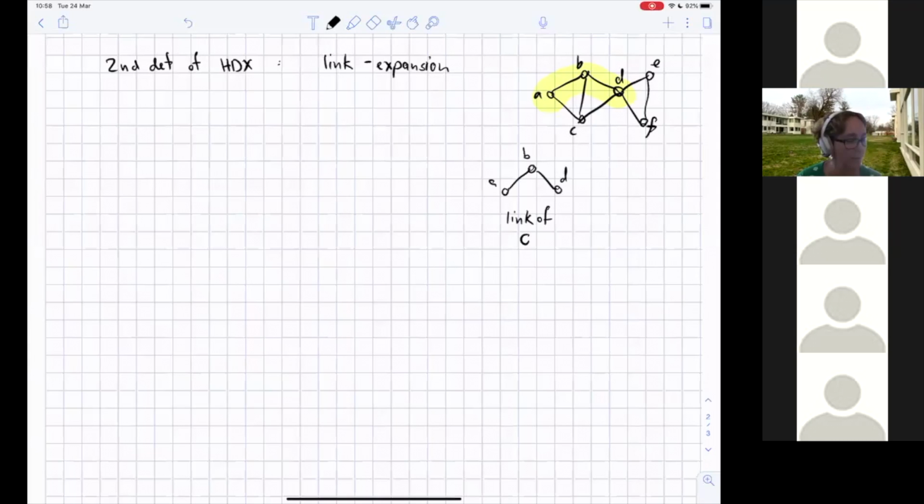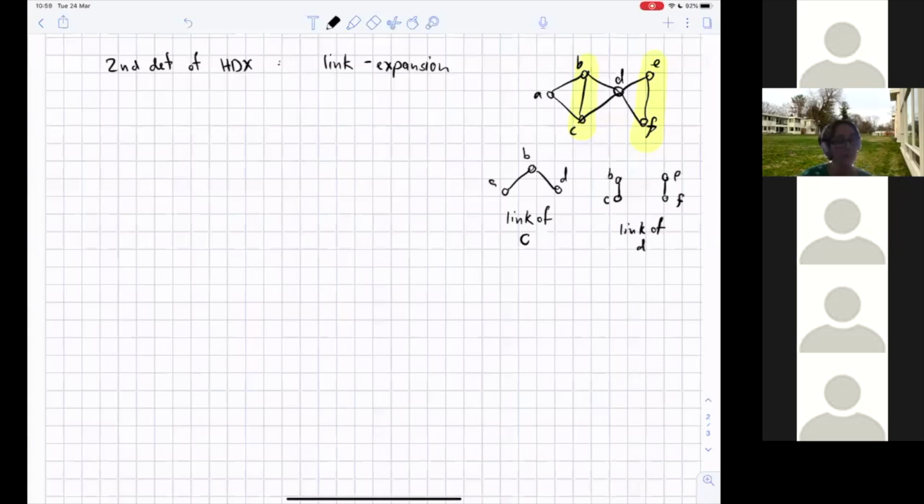This is the link of D. So the link of D, again, I need to look at the neighbors of D. So it's B, C, and E, F. So the link of D has 4 vertices. And these vertices are also connected by some edges because there is a triangle BCD, so I get the edge BC. There is a triangle DEF, so I get the edge EF. So the link of D looks like this. There's 4 vertices, B, C, E, F, and I have these 2 edges. So this is the link of D.